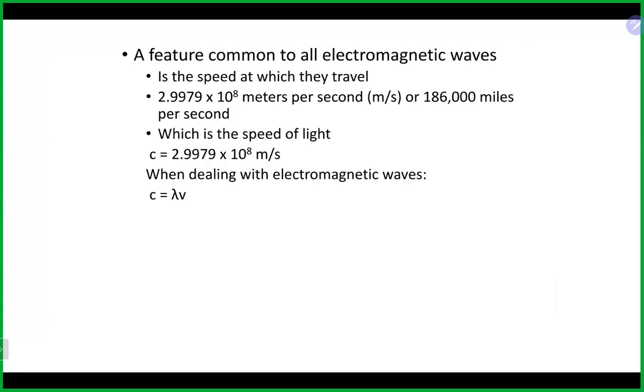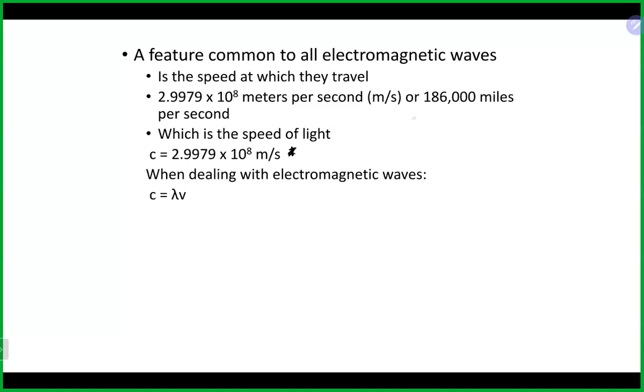Now, a feature common to all electromagnetic waves is basically the speed at which they travel. They travel at 2.9979 times 10 to the 8. That is the number they want you to learn here. Most people will roll with 3 times 10 to the 8, but here they would like you to roll with 2.9979 times 10 to the 8 meters per second. That is what is known as the speed of light, which is c. So c is the speed of light. You need to know, obviously, that number, 2.9979 times 10 to the 8.